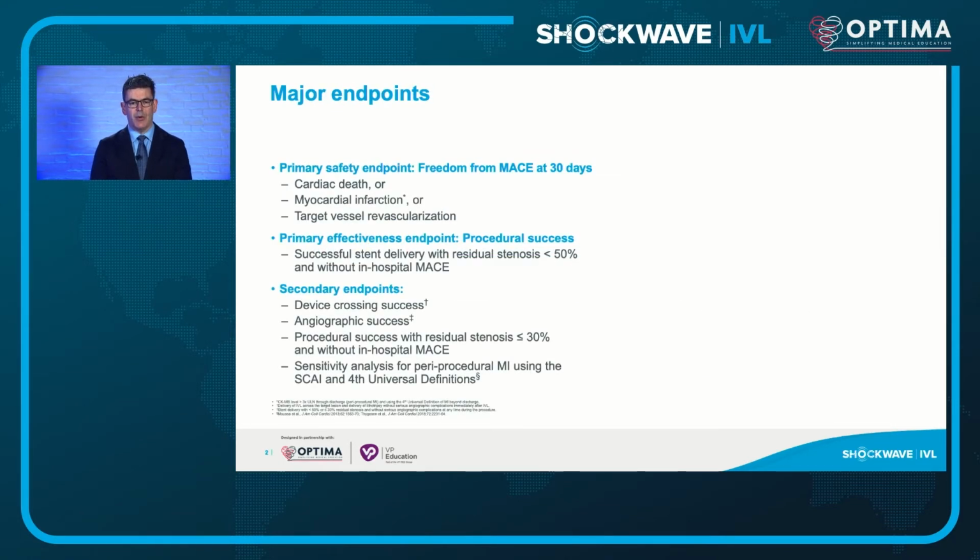These are the major endpoints. There was a primary safety endpoint, which was freedom from MACE at 30 days, including cardiac death, myocardial infarction, and target vessel revascularization, and a primary effectiveness endpoint, with procedural success classified as successful stent delivery with residual stenosis less than 50% and without in-hospital MACE. The secondary endpoints you can see listed here.